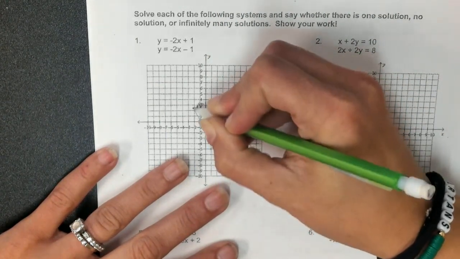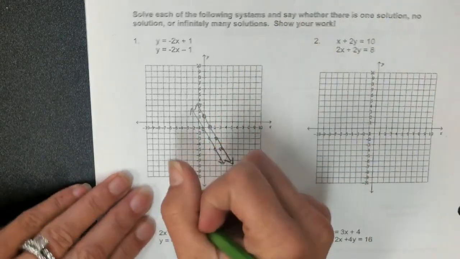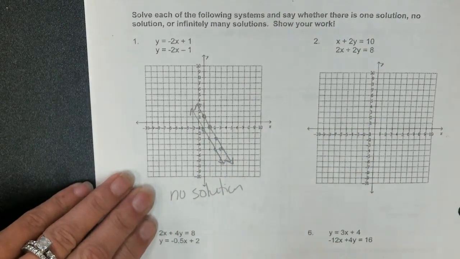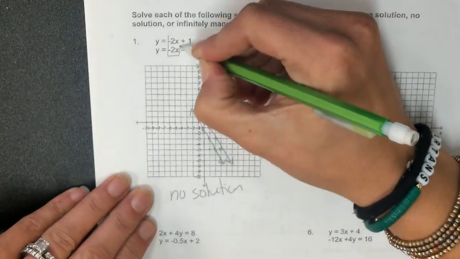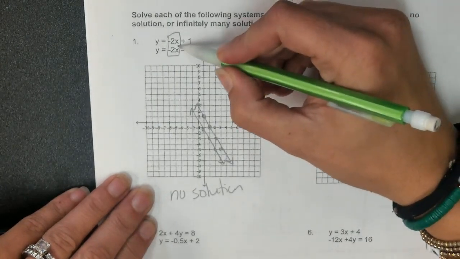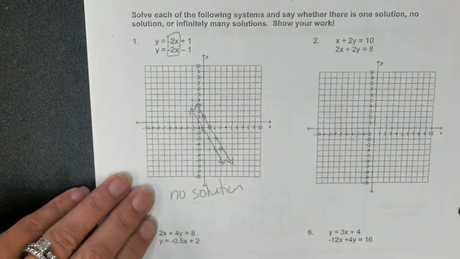Now, what do you notice? I have parallel lines, so my answer to this would be no solution. Honestly, yes, I want you to graph this, but if you look at the equation, it has the same slope, different y-intercept. So if they have the same slope, we know they have to be parallel lines.